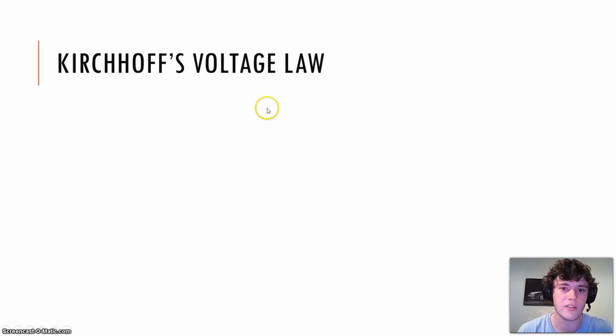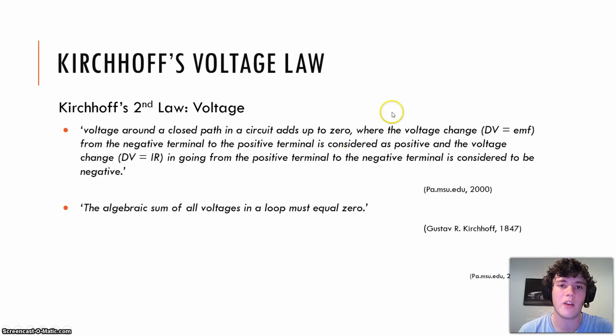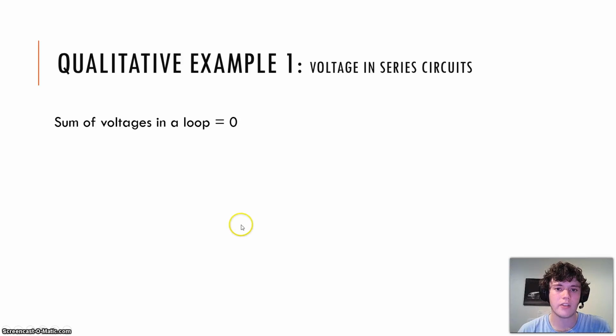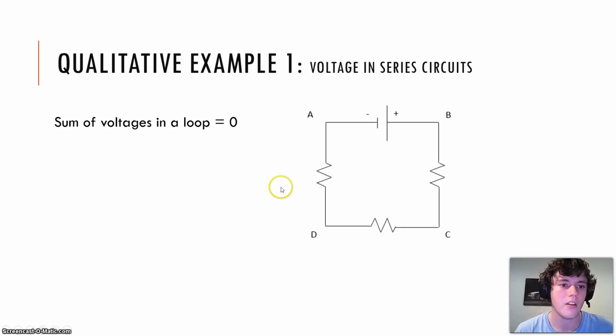Kirchhoff's second law is his law of voltage, and it states that the algebraic sum of all voltages in a loop must equal zero. Algebraically it looks like this. Let's have a go at applying it in a qualitative example. So the sum of the voltages in a loop equals zero.